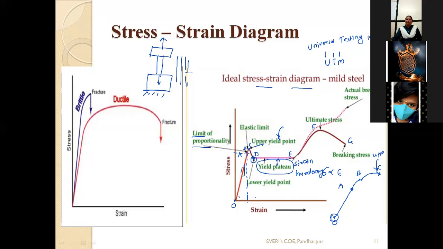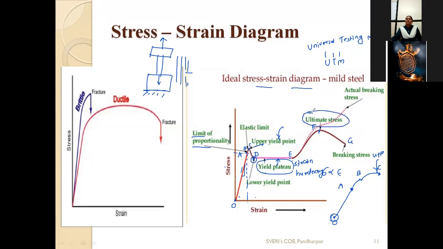After that, next E to F. You observe here E to F. In between E to F, elongation is exceeded. That means stress is exceeded and you get the maximum stress value. So this is called ultimate stress. Here you observe stress increases very sharply. So you got the maximum stress value and this point F is called ultimate stress.